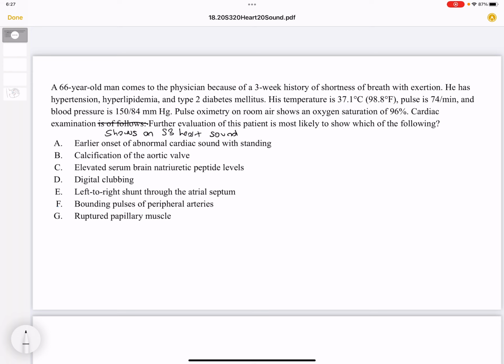Cardiac examination shows an S3 heart sound. Further evaluation of this patient is most likely to show which of the following?